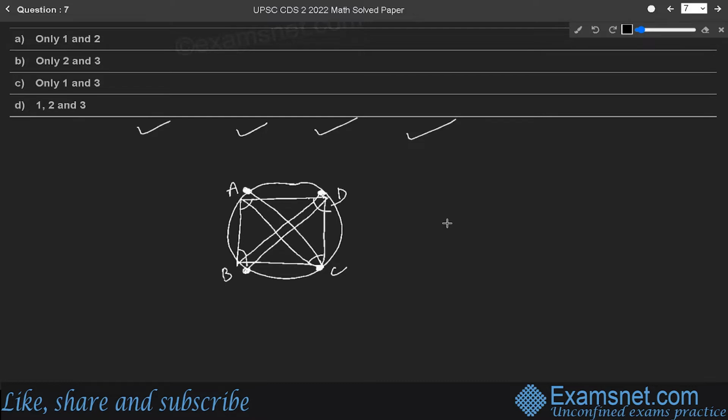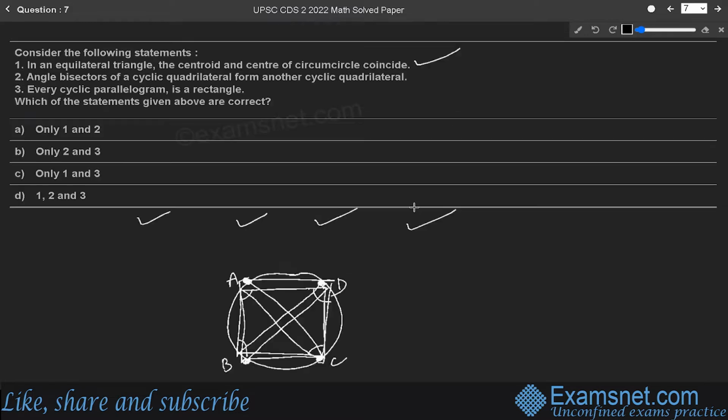So now let us join all the angle bisectors. It will again form a quadrilateral, and you can see that it is also a cyclic quadrilateral. So we can say that the angle bisectors of a quadrilateral form another cyclic quadrilateral. So the second statement is also correct.